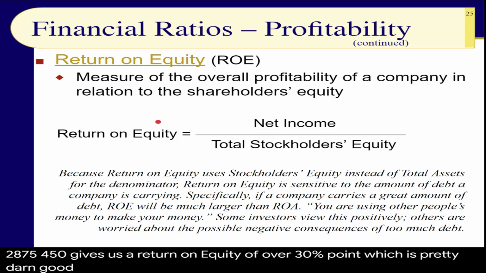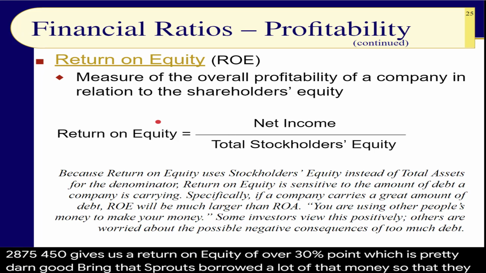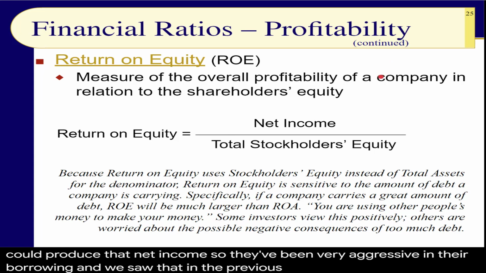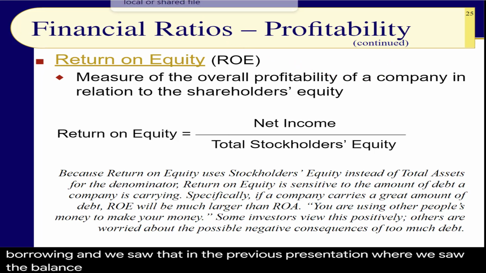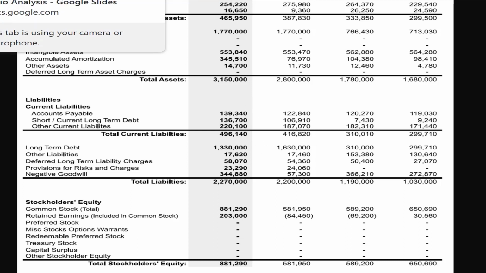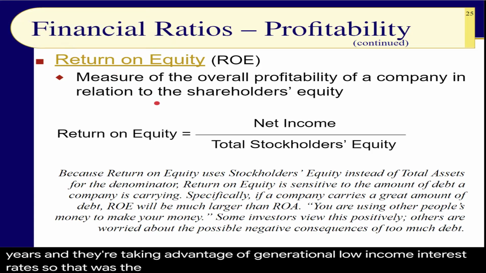But remembering that Sprouts borrowed a lot of that money so that they could produce that net income. So they've been very aggressive in their borrowing. And we saw that in the previous presentation where we saw the balance sheet. Let's take a look at it very quickly again. We saw that their debt level went up quite a bit in the last few years, and they're taking advantage of generational low interest rates. So that was the return on equity.